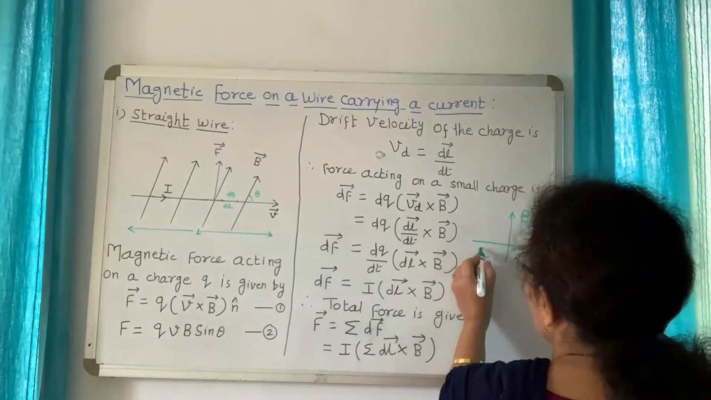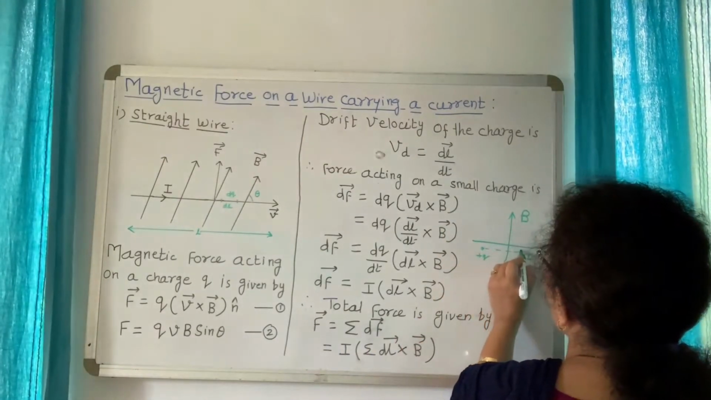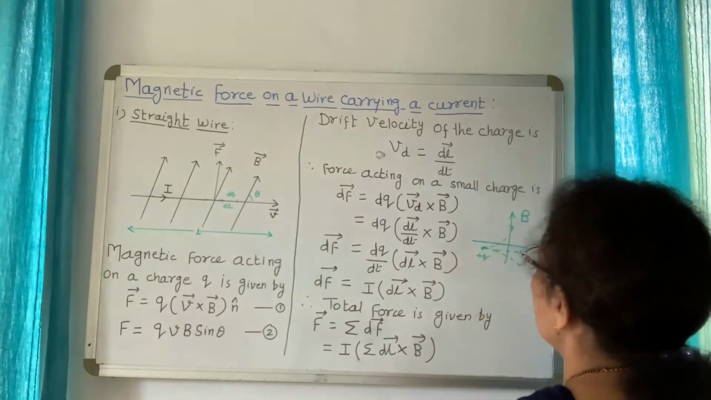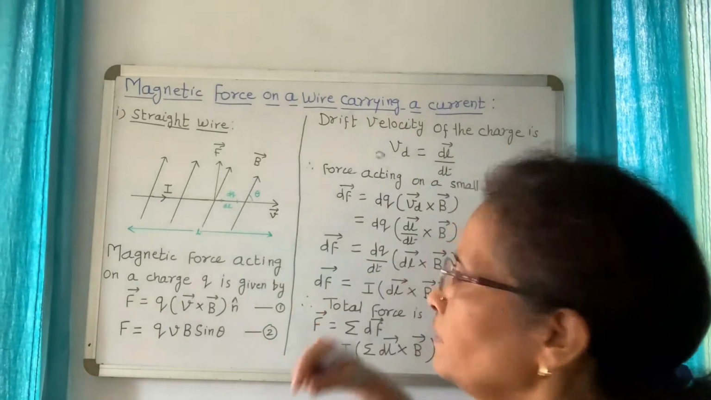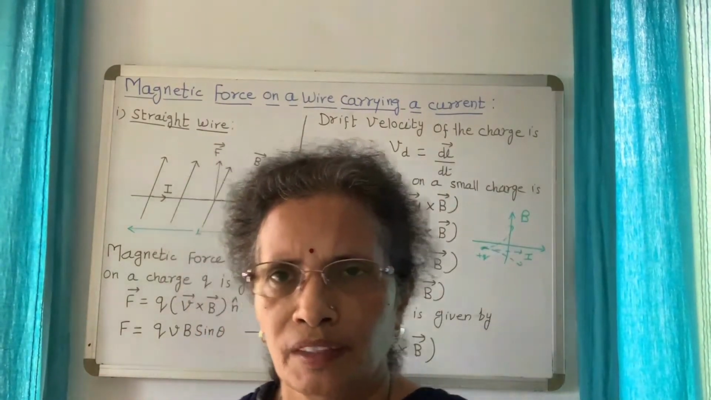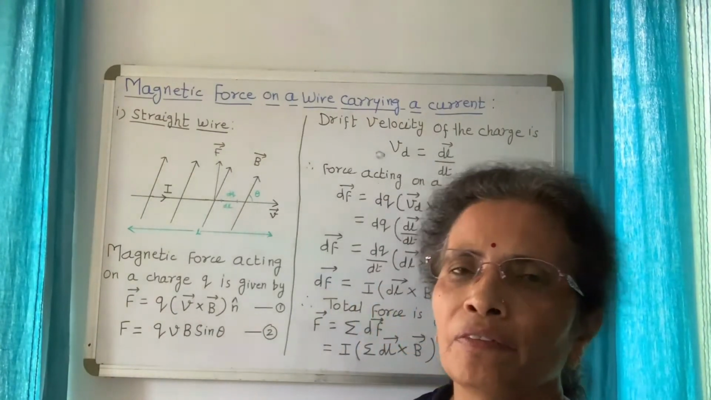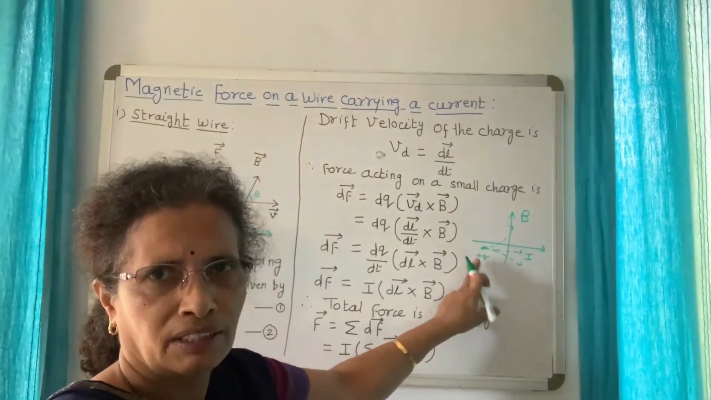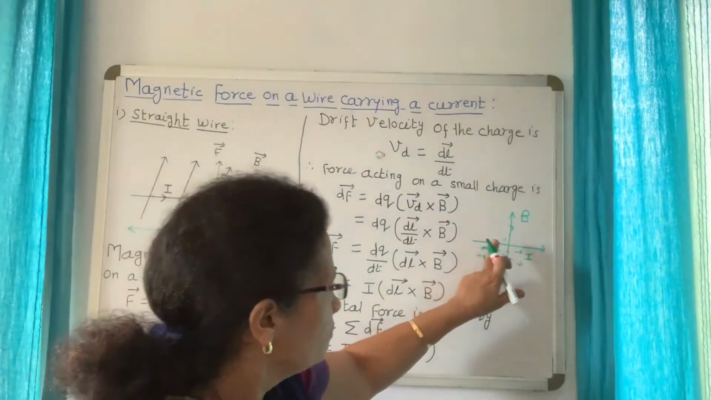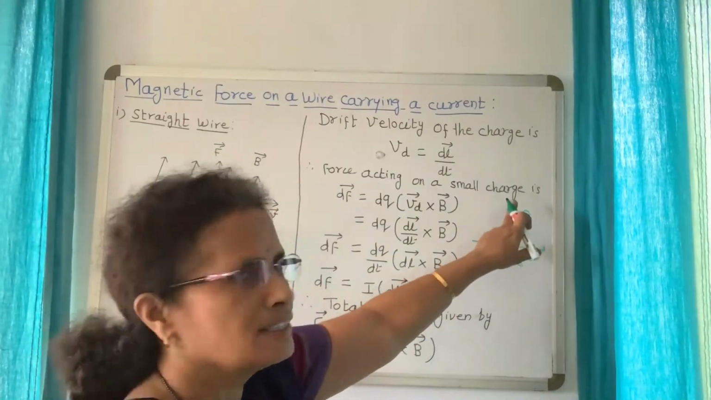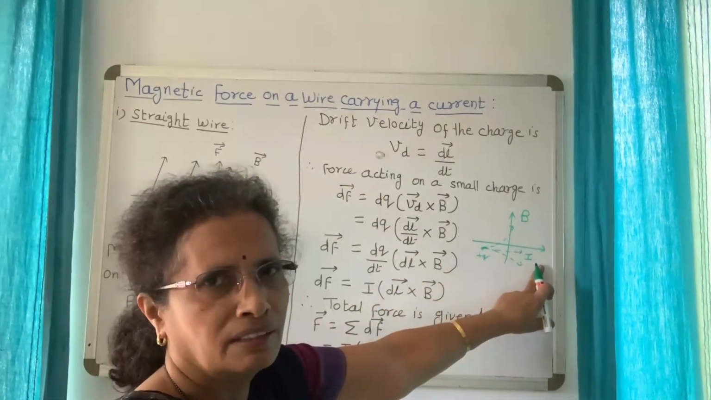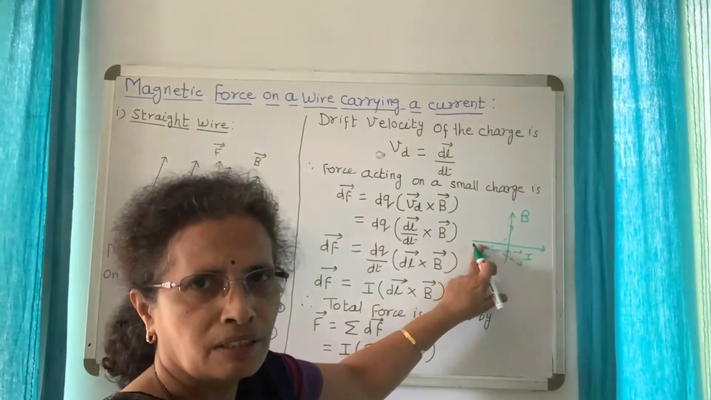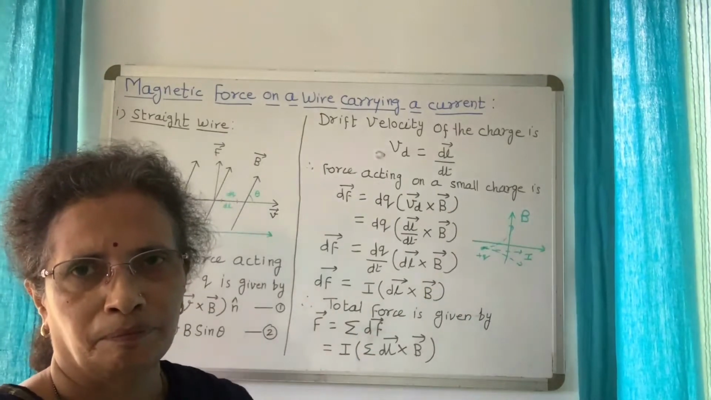Whether the charge will move in a straight line, or whether it will deflect in this direction, or in this direction, we have to find out by using Fleming's left hand rule, right? We have to find out the direction and the magnitude of the force. What is given to you? The magnetic field is given, the current is given, the length of the conductor is given, and the charge placed in it will experience a force.